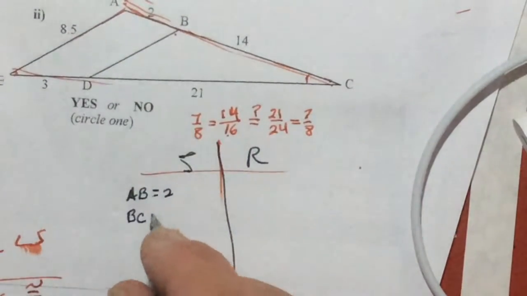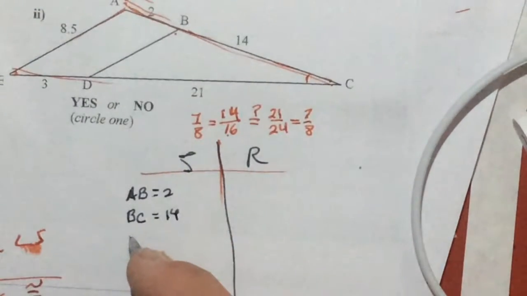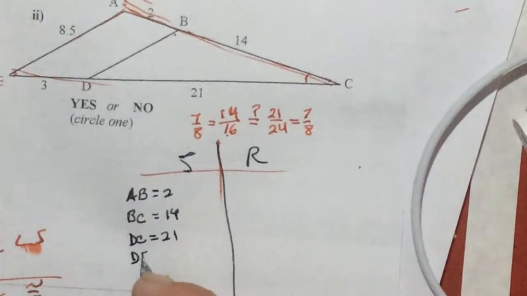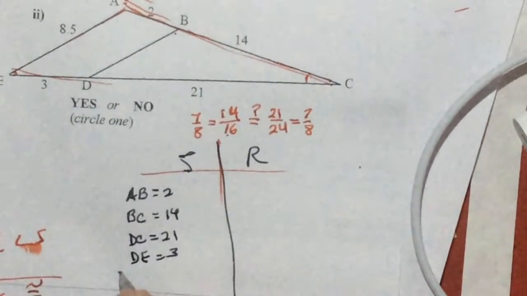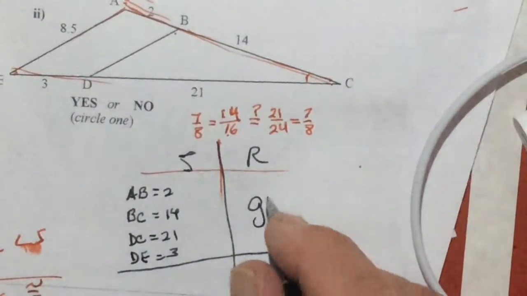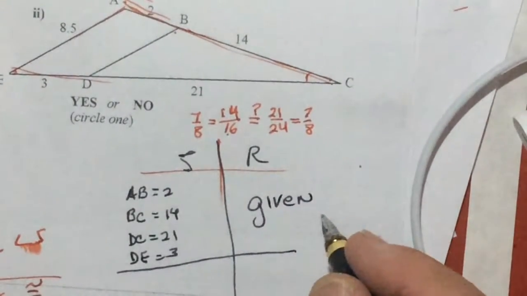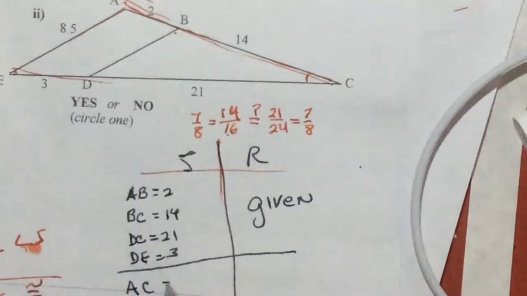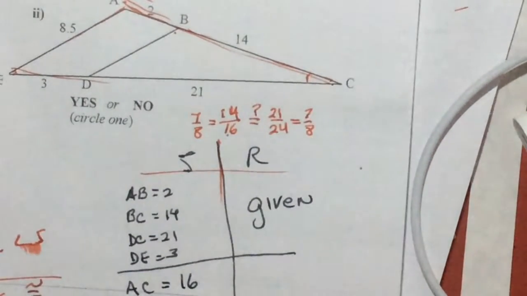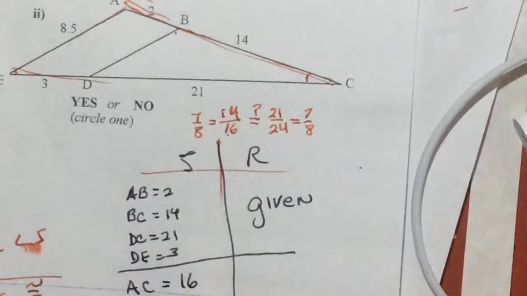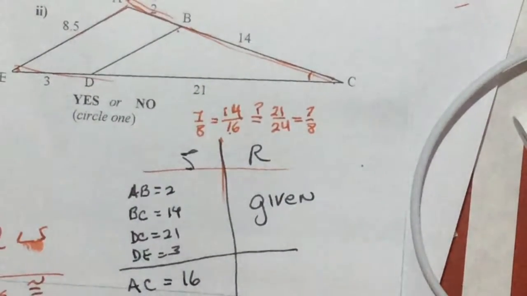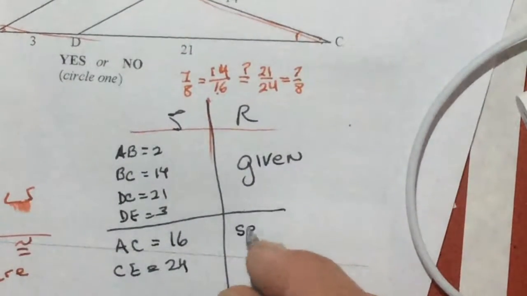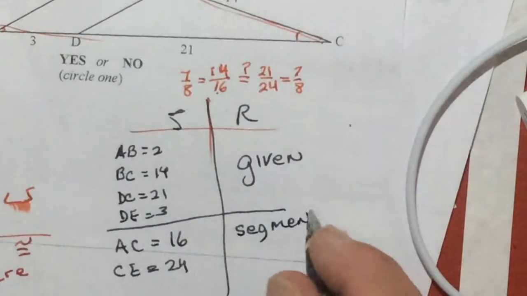BC is equal to 14. DC is equal to 21. And DE is equal to 3. And the thing is, I don't really need the 8.5 part, so I'm not even going to write it down. I know that AC is equal to 16 and CE is equal to 24 because of the addition. Right? All I did was add some segments. So I'm going to just say segment addition.